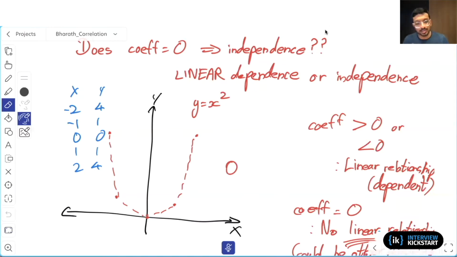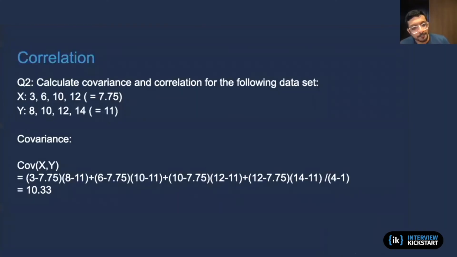So just remember that a coefficient of 0 just means that there's no linear relationship between x and y, but there could be quadratic relationships, there could be cubic relationships, there could be exponential relationships, anything else, just not linear. With that, let's go on. Let's tackle an example.